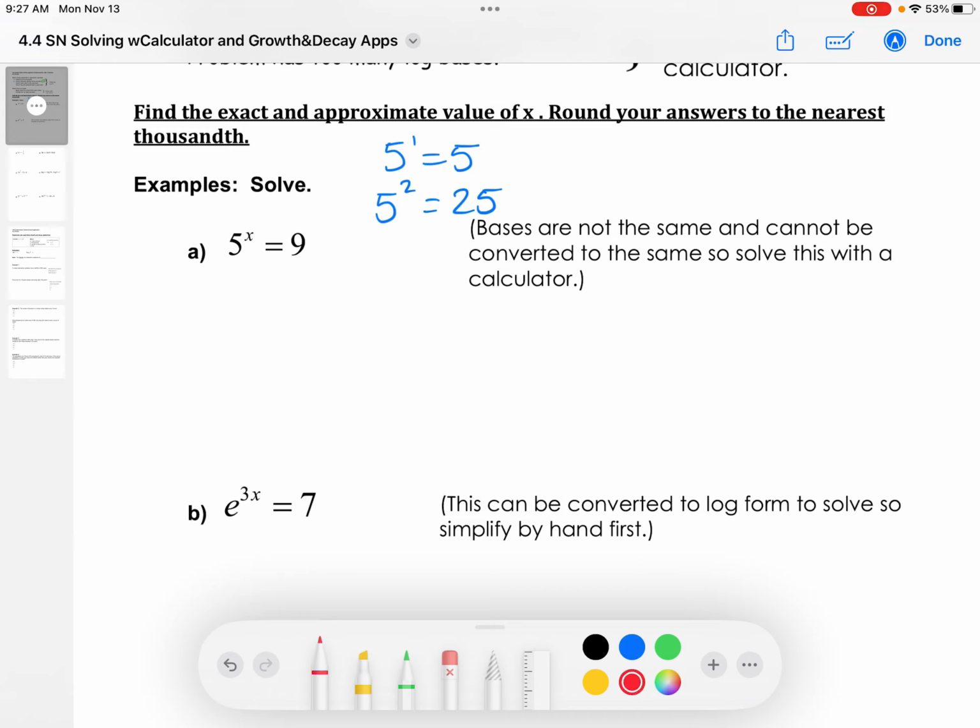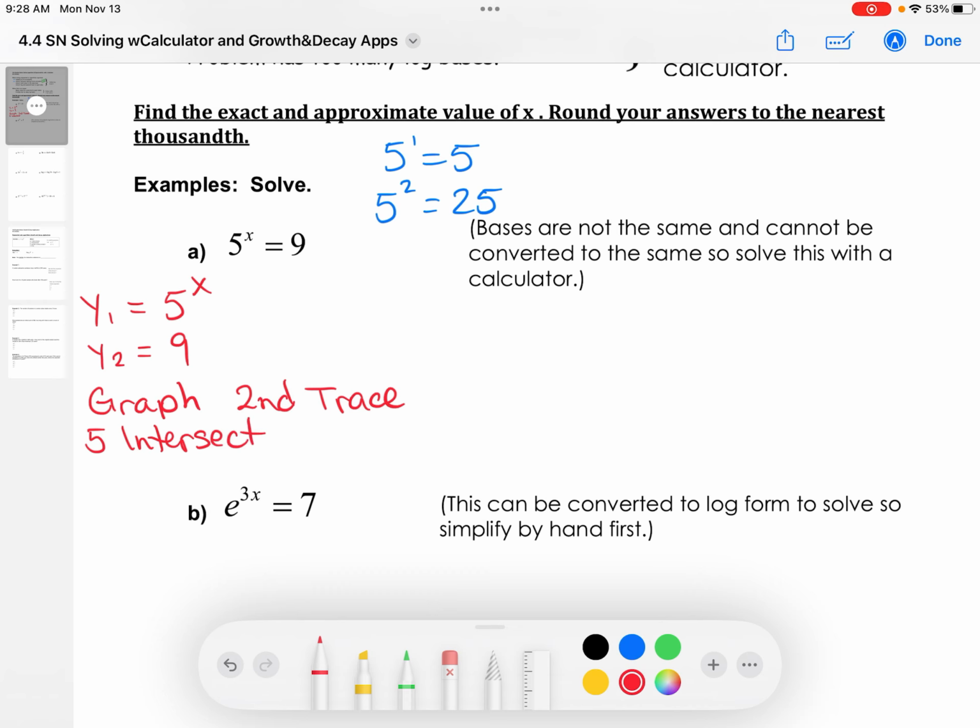Okay, to solve this in the TI graphing calculators, y1 is 5 to the power of x, y2 is 9. Okay, go to graph, then do second trace, select 5 for intersect, and then hit enter 3 times. And that will give you the intersection.